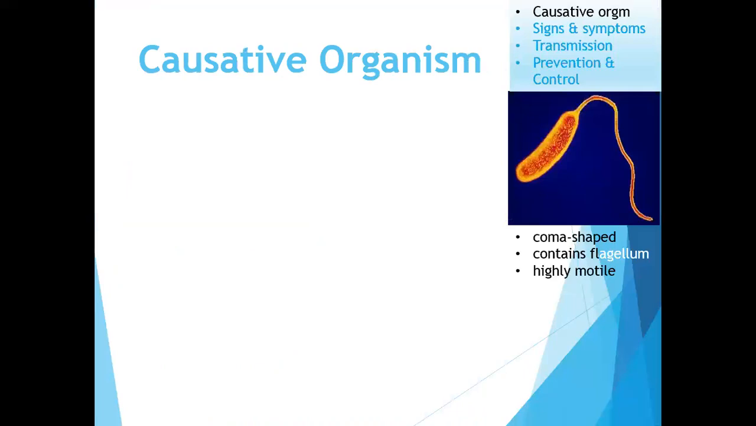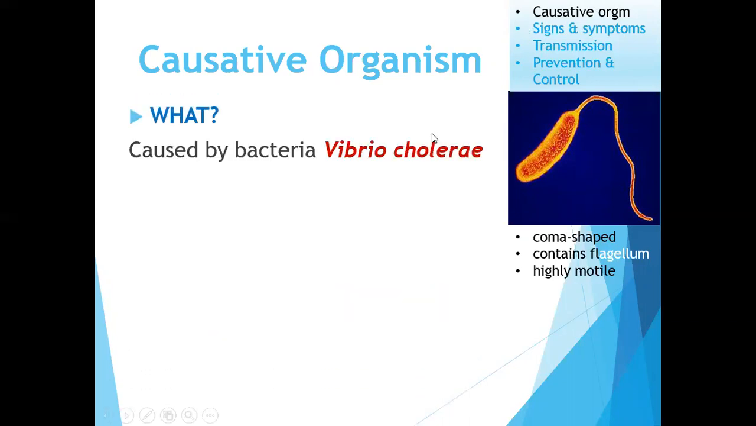Okay, first, let's look at the causative organism of cholera. Cholera is caused by the bacteria Vibrio cholerae. Now, when you look at the name Vibrio cholerae in a book or in my PowerPoint, which is in a typed version, the species name is always in italics, like this, Vibrio cholerae.